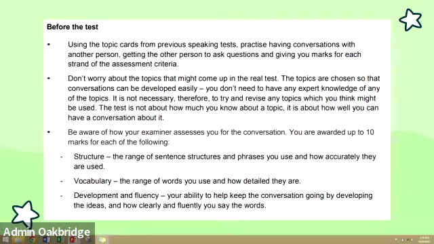So throughout this speaking test, the examiner will assess you for the conversation, right? So they will award you, the overall marks is 30, okay? There are 3 criteria that they will pay attention to, and each contributes 10 marks. So the overall will be 30. The first one is the structure. So when you are talking with your examiner, they will have a look at the range of sentence structures and phrases that you use and how accurately they are used.